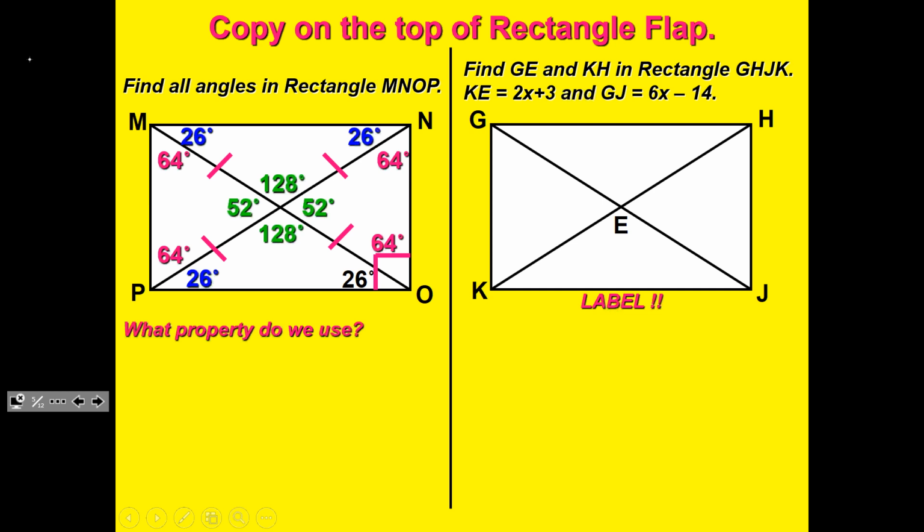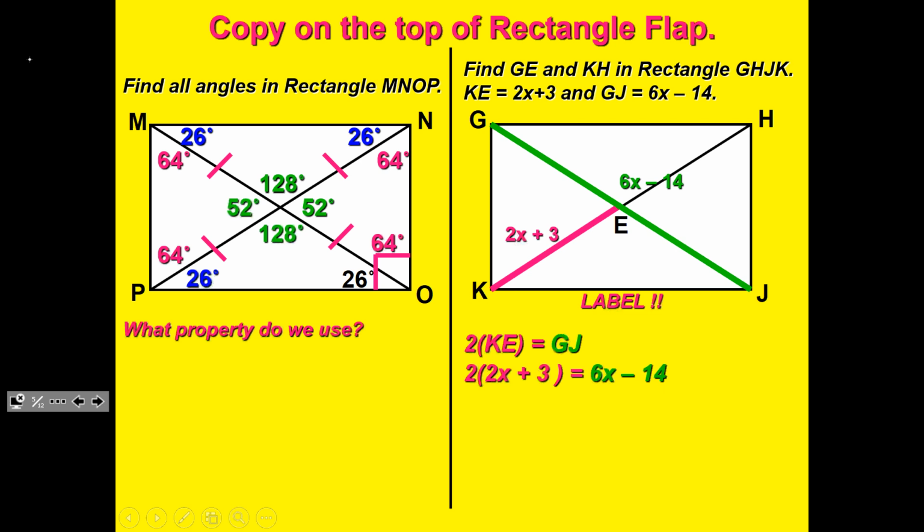Right, so if I wanted to set them equal to each other, what would I have to do to KE? Very good. So that piece is the 2x plus 3. Here's our 6x minus 14. And like you guys said, if we wanted to set something up to solve, we'd need to double KE in order for it to be equal to GJ. So we'd set something up like this. All right. So 2 KEs equals 1 GJ. So 2 times 2x plus 3 would be equal to 6x minus 14.